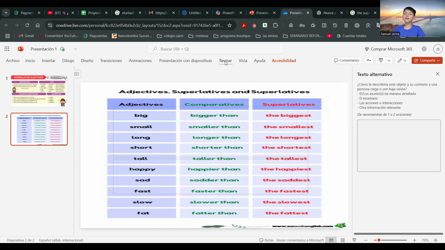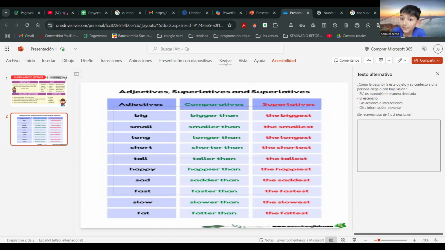In the comparative I compare one thing with other things. For example, this toy is smaller than the toy of my brother. Do you understand?